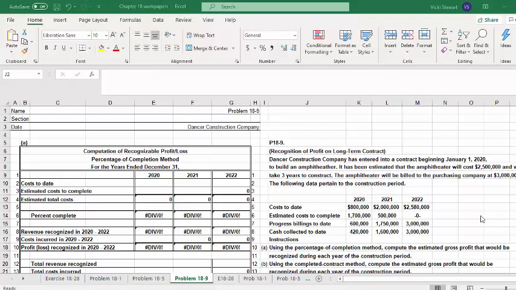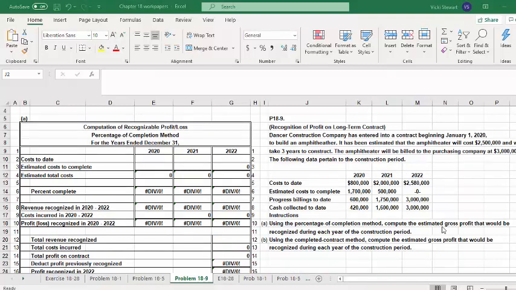The following data pertain to the construction period, and the problem gives us for the 3 years of the construction, 2020, 2021, and 2022, the cost to date at the end of each of the years, and the estimated cost to complete at the end of 2020 and 21. It also provides us with additional information on progress, billings to date, and cash collected to date, but we will not need those because we're not going to be recording all of the entries for the construction contract. We're just going to be computing the amount of revenue and gross profit.